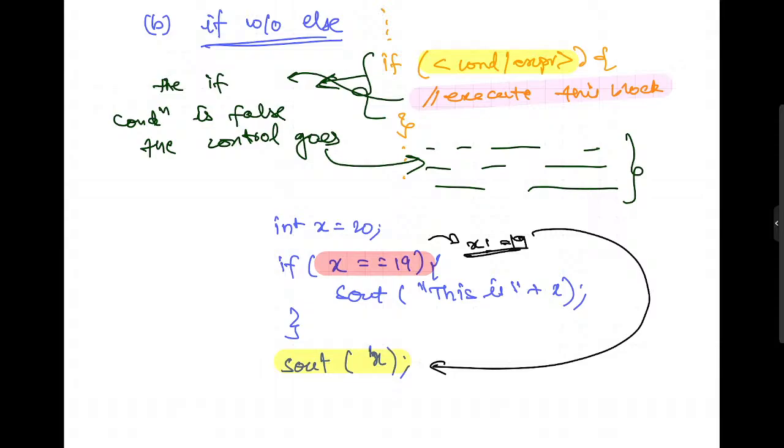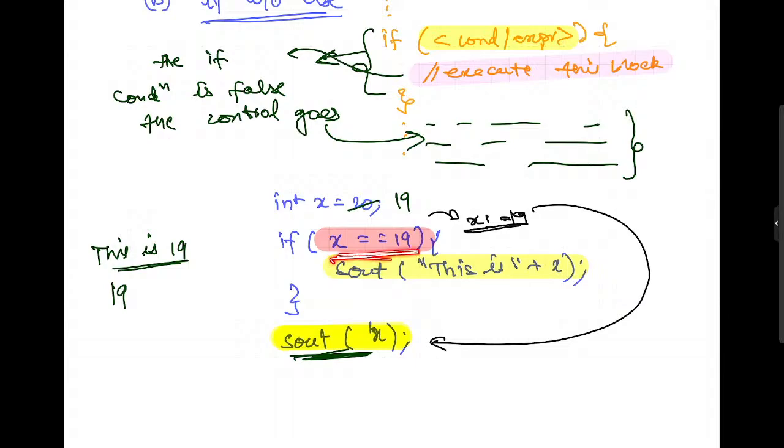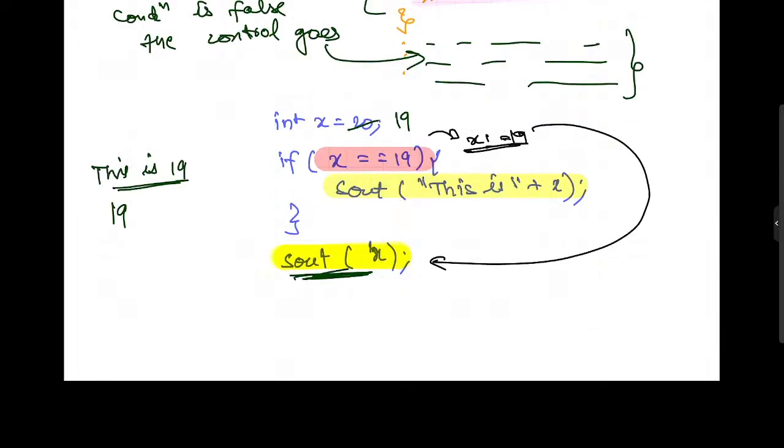Even if we take this as 19, then this particular thing will get executed, and you will get the output as this is 19, and then you will also get 19. So this line will get executed no matter what. This particular line is conditional; this is 19, or whatever the x value is, is conditional. Cool? Only when this if condition is true will we execute this. Otherwise, it will not get executed.